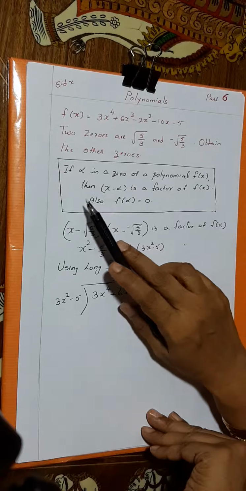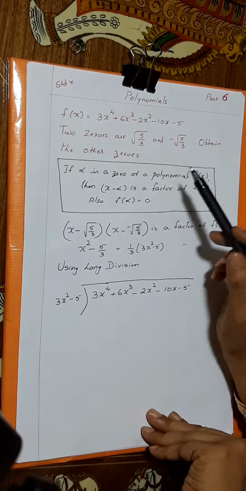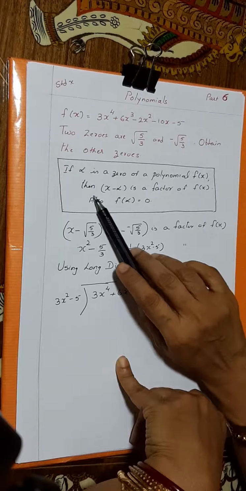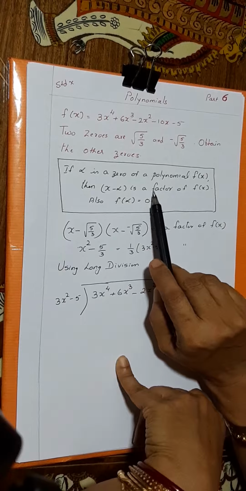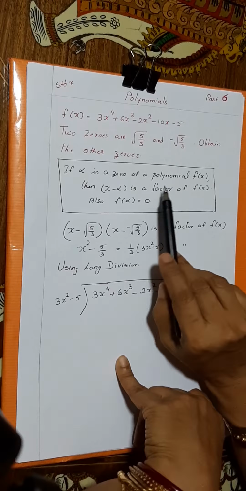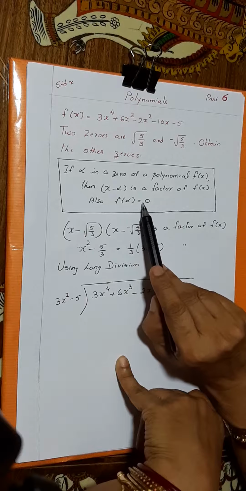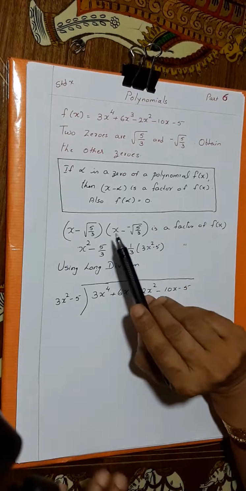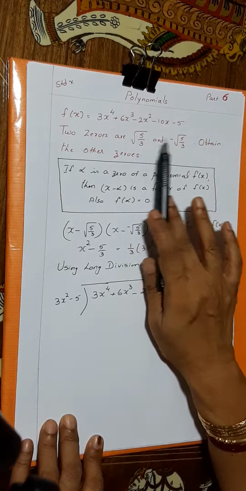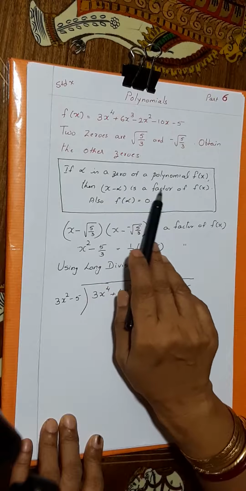Now we have learned in standard 9 the remainder theorem and the factor theorem. So if alpha is a zero of the polynomial, then x minus alpha is a factor of f(x). Also, if it is a factor, then f of alpha is equal to 0. So that is what we are going to use here. So these are the zeros. If they are the zeros, then x minus alpha is a factor.